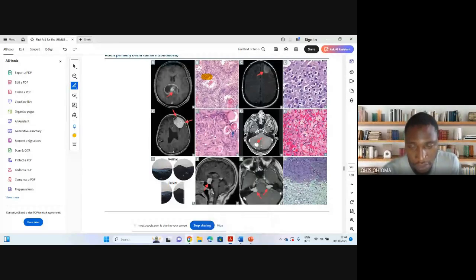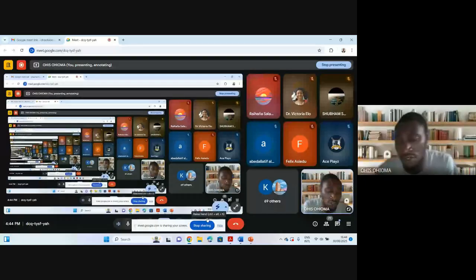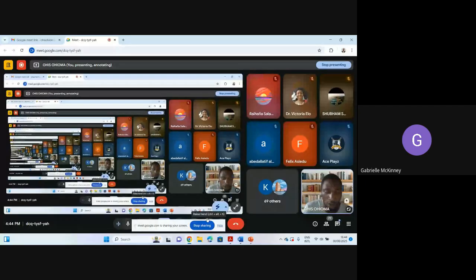The last one I'm going to talk about is the pituitary adenoma. This one is pretty much straightforward. Which one is the schwannoma out of the pictures? Which one?